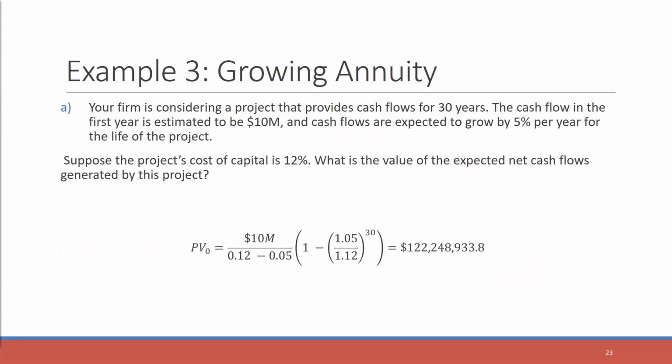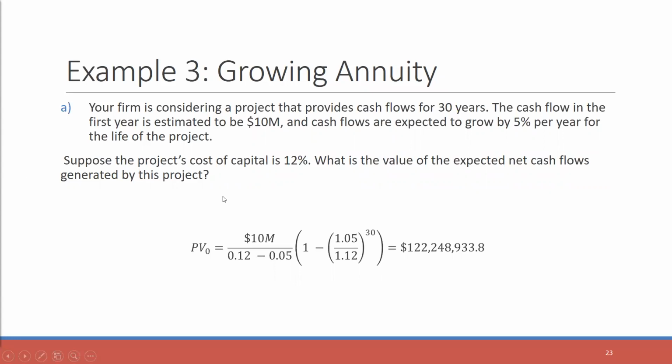Okay, let's do an example of a growing annuity. Your firm is considering a project that provides cash flows for 30 years. The cash flow in the first year is estimated to be 10 million, and cash flows are expected to grow by 5% per year for the life of the project. Suppose the project's cost of capital, so our discount rate, is 12%. What is the value of the expected net cash flows generated by this project?